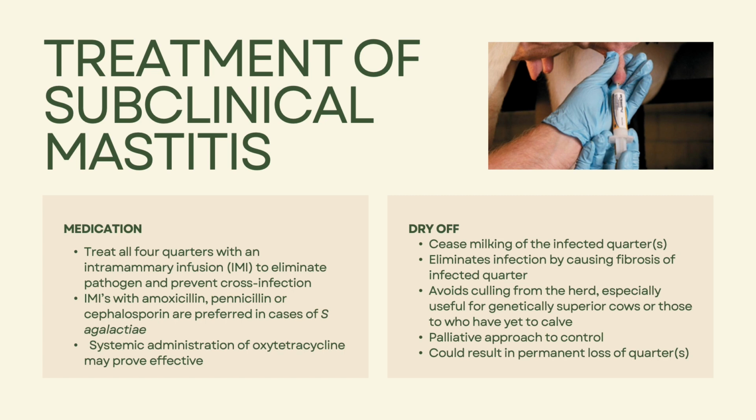Another way of managing and treating subclinical mastitis is to dry off the infected quarters. That's ceasing milking of the infected quarters, and eventually milk production in those quarters will stop. This eliminates the infection by causing fibrosis of the infected quarter, and it avoids the need for culling from the herd, especially if you have cows who are genetically superior or you have cows that are yet to calve. This is a palliative approach to control because it doesn't really treat the infection, it just eliminates the need to deal with it.